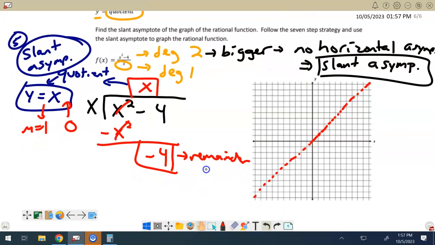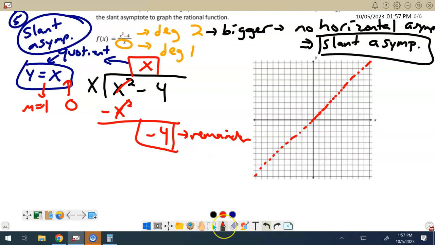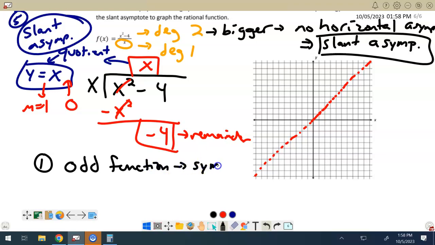But we still need to find all the other details to graph this. I'm going to skip the symmetry part of this, so I will just leave this to you to figure out. Just looking at it, I can tell that this will actually be an odd function. So when you test for that symmetry, by replacing x with negative x, you should find you get the negative of the original function, which makes it an odd function, which means it's symmetric to the origin.